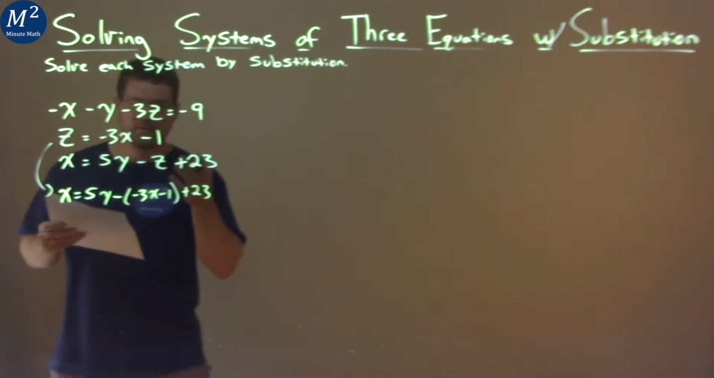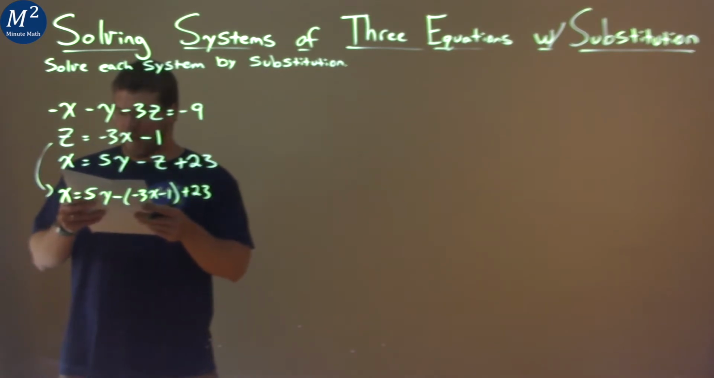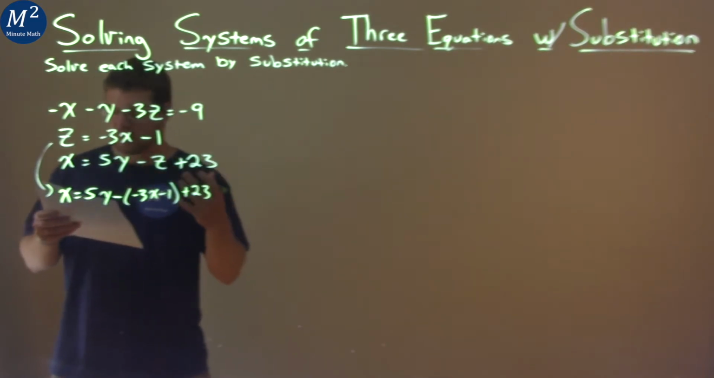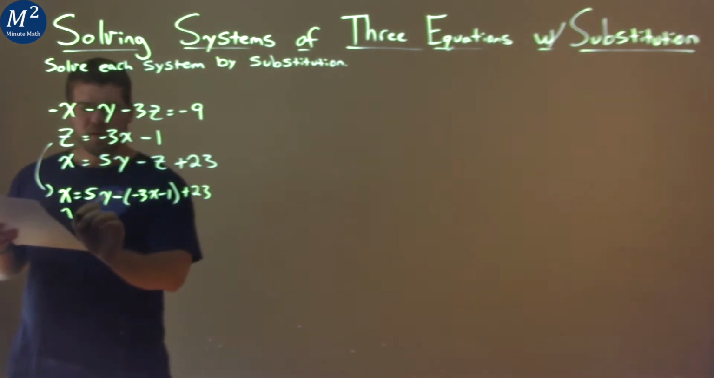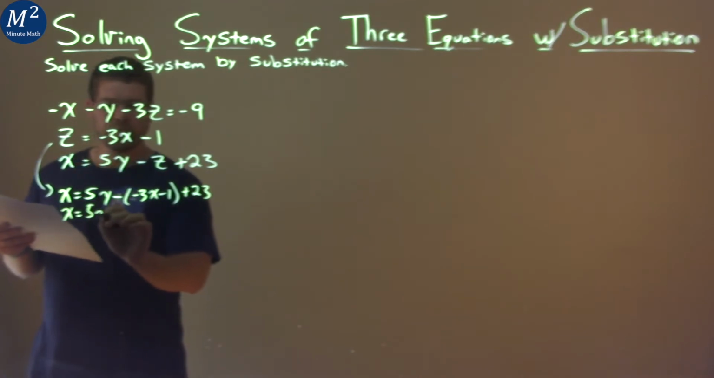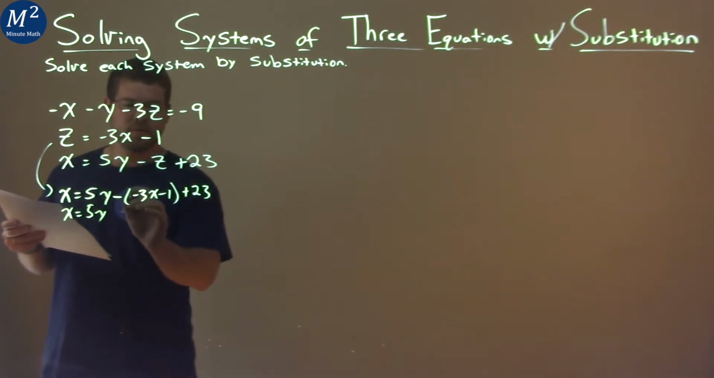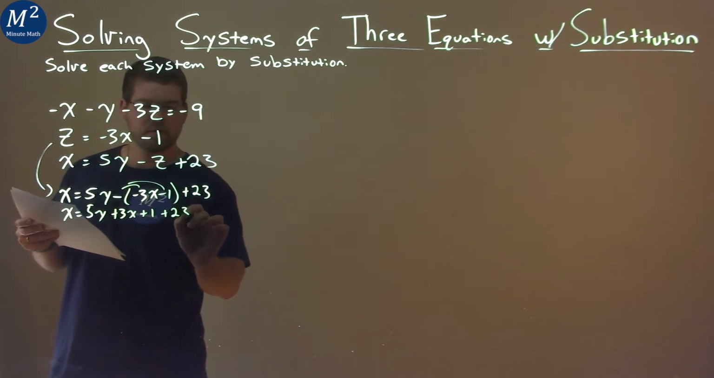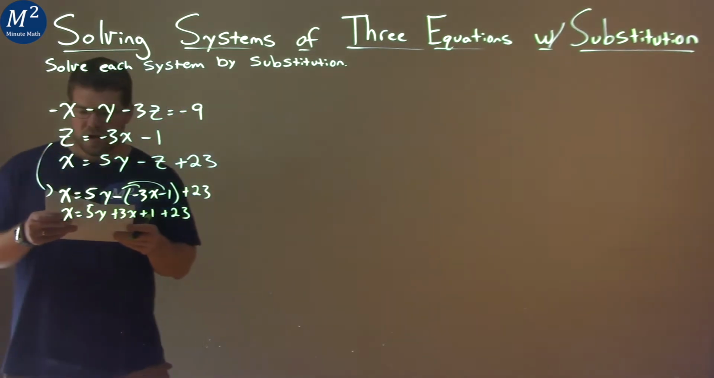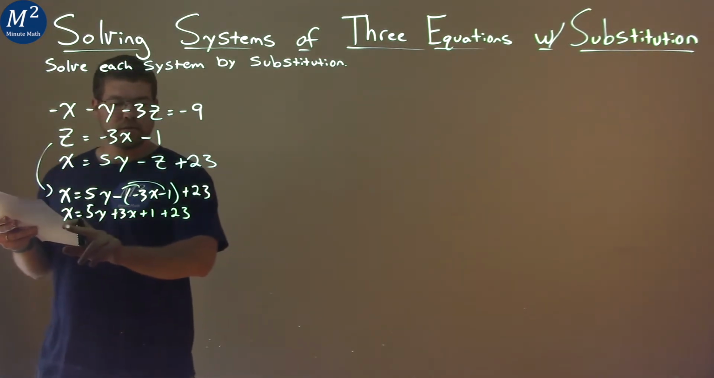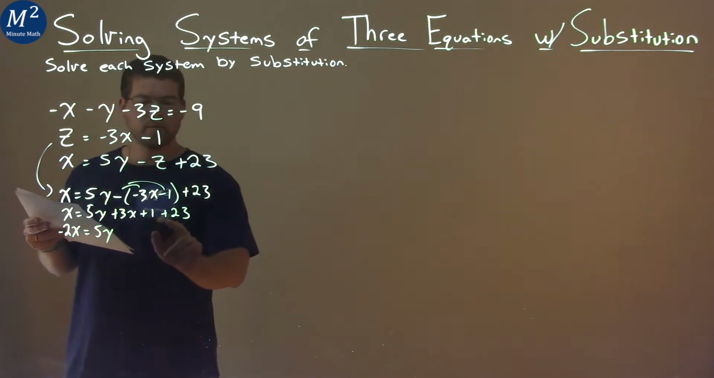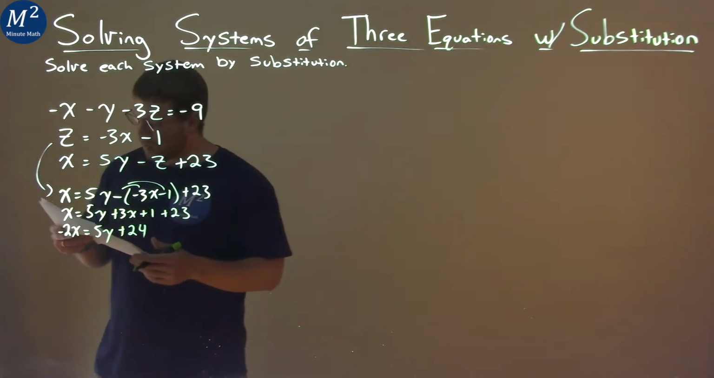Now let's simplify this as much as possible. We want to get our like terms together. We want the x's to the left, numbers to the right. So we're coming down here, x comes down, we have the 5y. And then this negative sign, let's distribute. Negative times negative 3x is a positive 3x. Negative times negative 1, positive 1. And then we have plus 23. All right. I'm going to subtract the 3x from both sides, and that gives me a negative 2x here, equals 5y. Then 1 plus 23 is a 24.